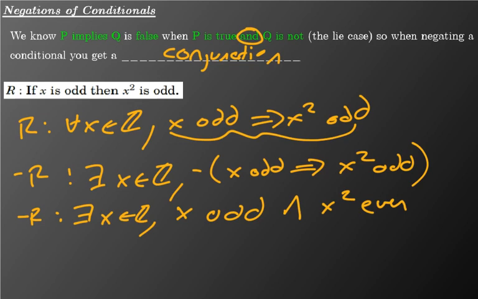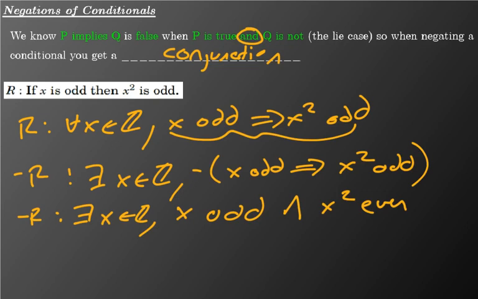That's basically it. If you read it off, you would see that this statement is false, which is what I paused to do. So there exists some number in the integers where X is odd and X squared is even. That's definitely not true. This is a negation of the original statement.